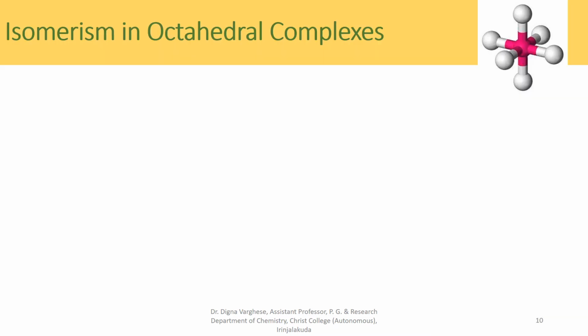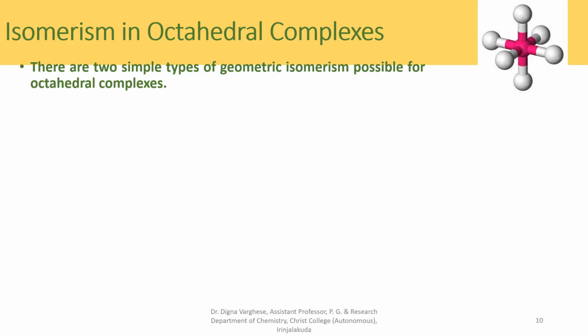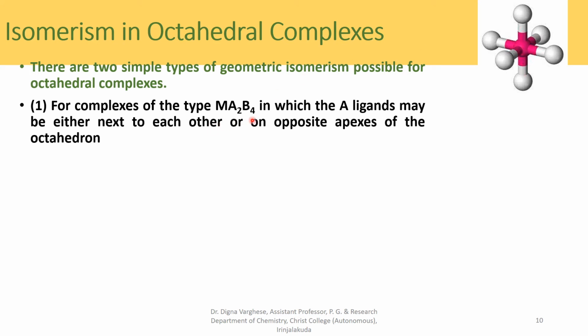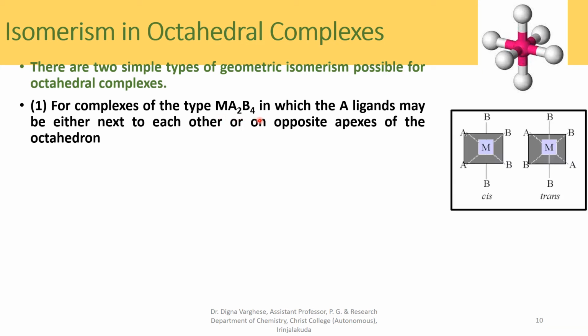In octahedral complexes, there are two simple types of geometric isomerism possible. Here you can see a regular octahedral arrangement of Oh symmetry. In this, the ligands are identical, that is, we can represent it as MA6. M is the metal atom and A is the ligand. For complexes of the type MA2B4, two ligands are the same and the other four ligands are different. In this type, the A ligands may be either next to each other, as you can see from this picture, A is adjacent to one another, or in the other case A is opposite to one another. A adjacent to one another is the cis form.